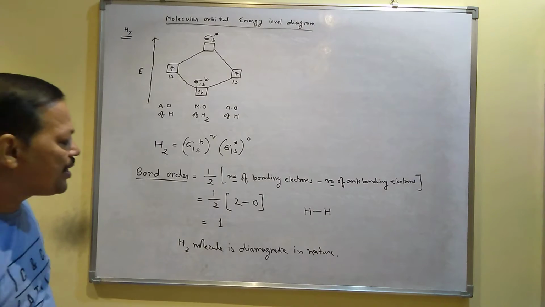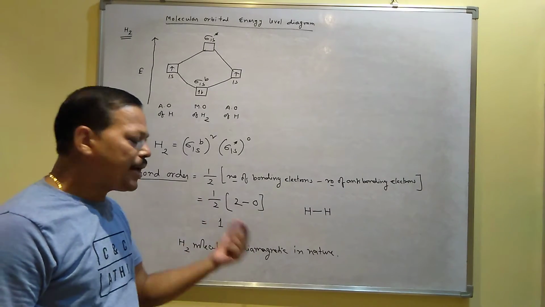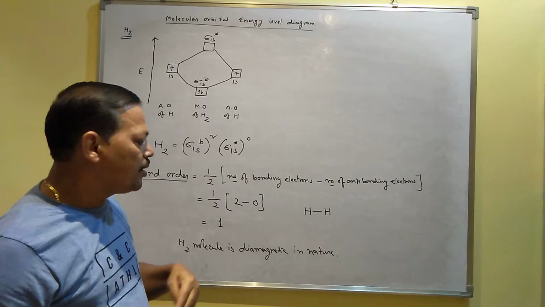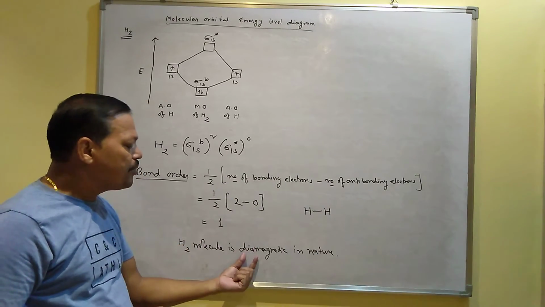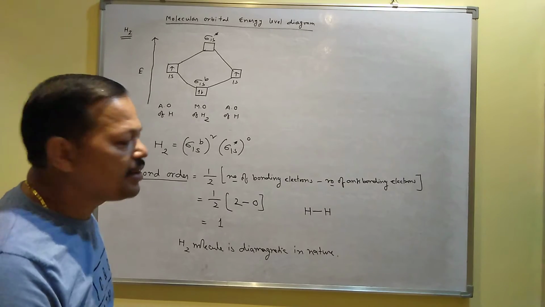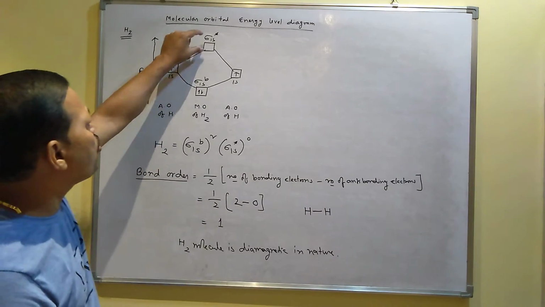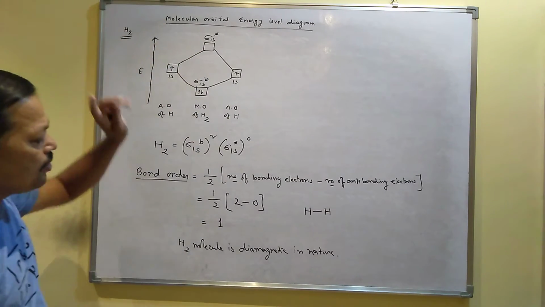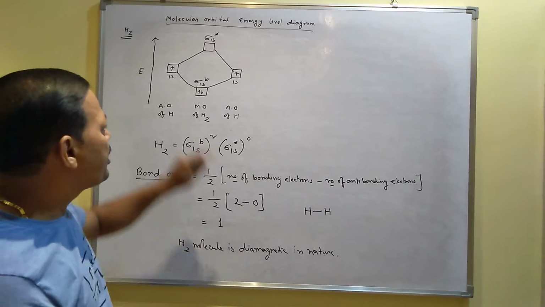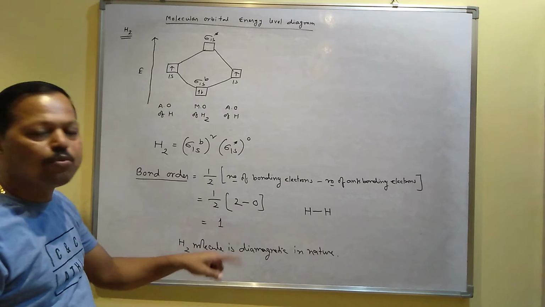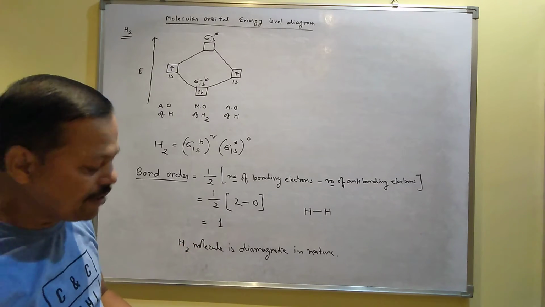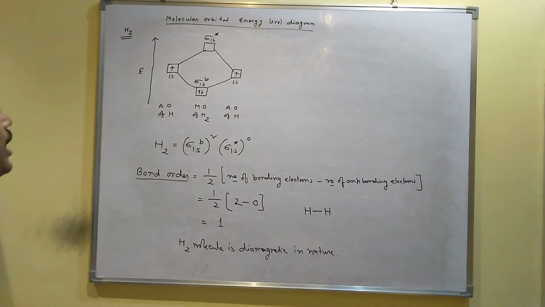There are two types of magnetic property. One is called paramagnetic and one is called diamagnetic. Paramagnetic means they are attracted towards a magnet. Diamagnetic means they have no attraction towards a magnet. If the molecular orbitals contain all paired electrons, then it will become diamagnetic. If a molecular orbital contains an unpaired, single electron, then the molecule is said to be paramagnetic in nature. So this is the orbital diagram for hydrogen molecule.